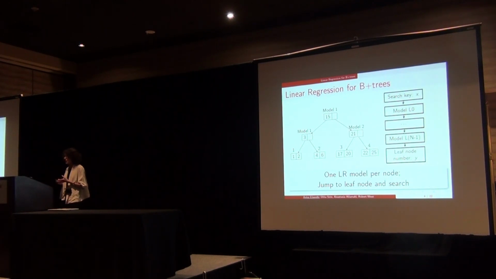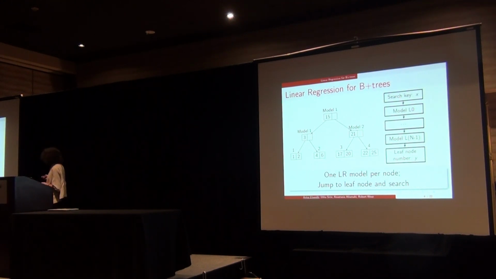during its search path. So, given a key, this key will go through a chain of models, one model per level. And each of these models will predict the node where the key will traverse in the next level. Thus, in the second to last level, the last model will predict the node where the key will reside in the leaf node level. So once we have the node number of the leaf node where the key resides, we can directly jump to this leaf node, and we can search inside the leaf node.